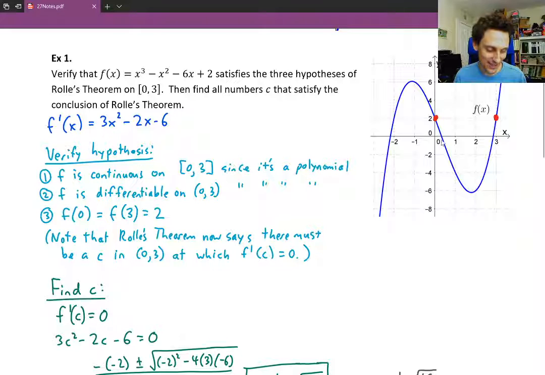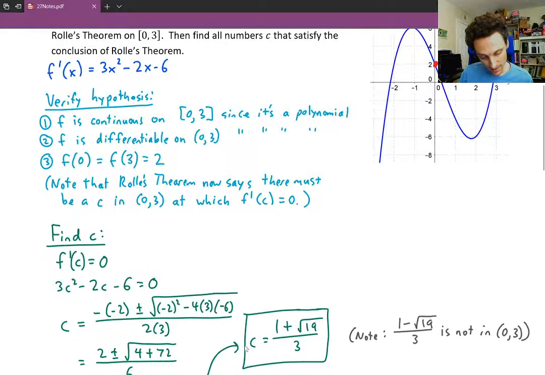So this airplane is going down a big tunnel or something, going down, down, and down, and at some point it's got to turn around for it to come back up to the same altitude of 2 miles. And that point is 1 plus the square root of 19 over 3. Square root of 19 is about 4, so 1 plus 4 is 5, and it's a little bit less than 5.